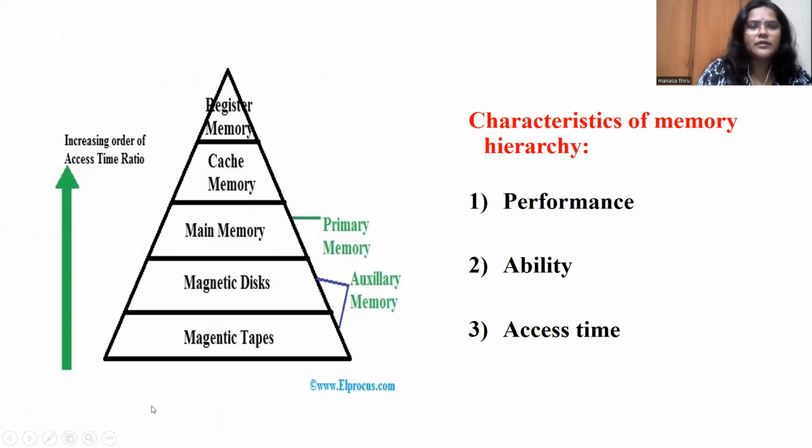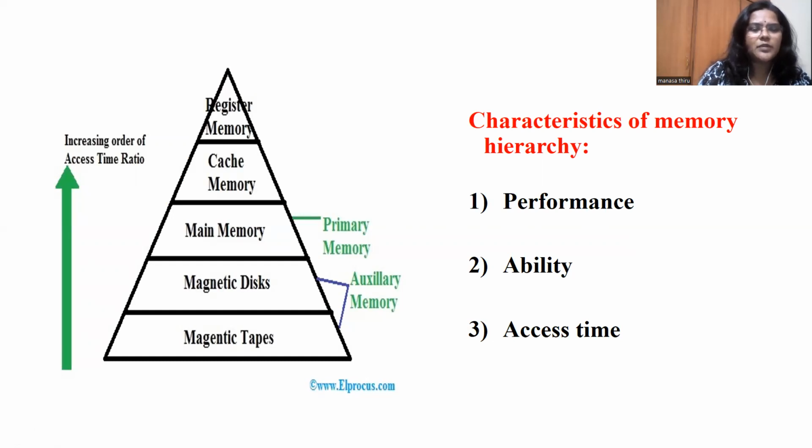This is the diagram of the memory hierarchy. In the hierarchy diagram, it is designed in a triangle shape according to the size of the memories. So first is register memory. Registers are very low in size, so that's why it takes the first place.